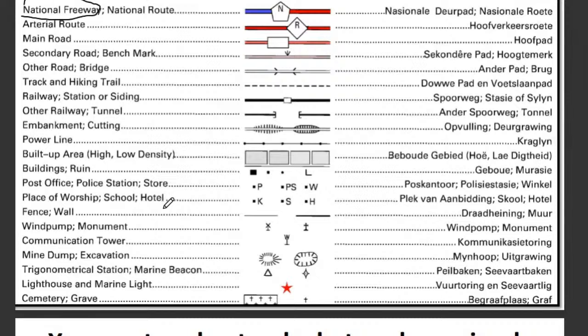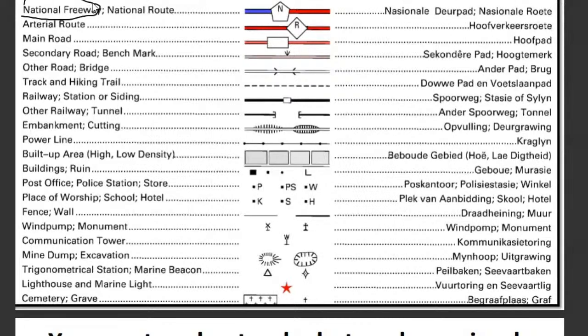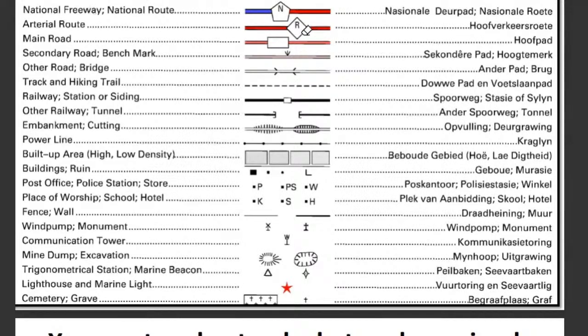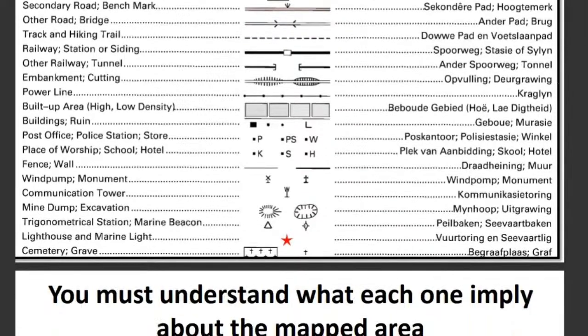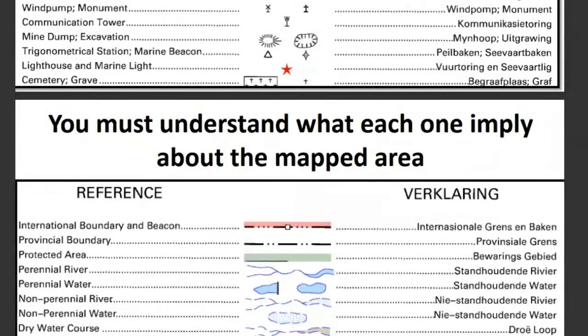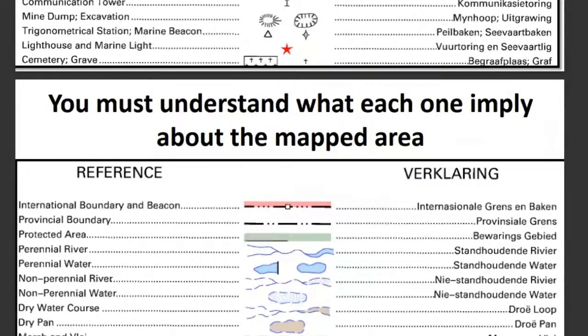So the reference is basically assisting us to understand what is supposed to be on the map. So in this case, if there is anything that you do not understand, please don't just look at this reference as just given information that is there. It's not irrelevant. It's very, very relevant for you to be in a position to understand what the map means. So we must understand what each one implies about the mapped area.